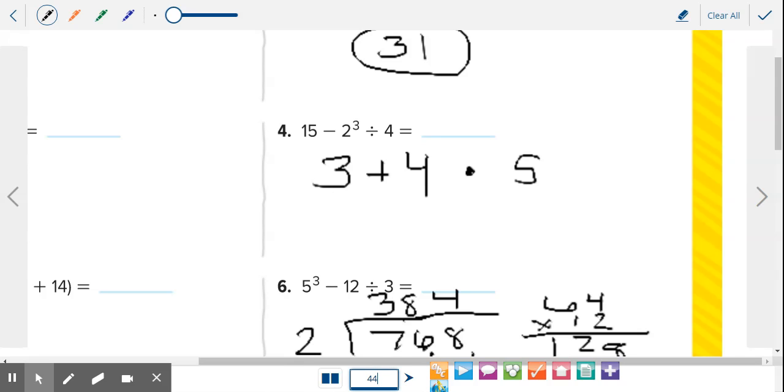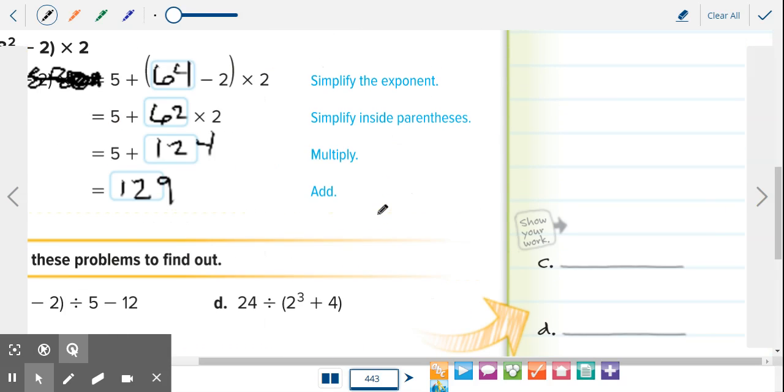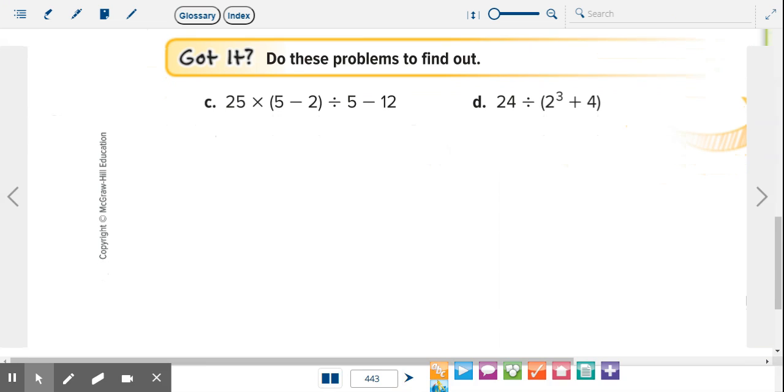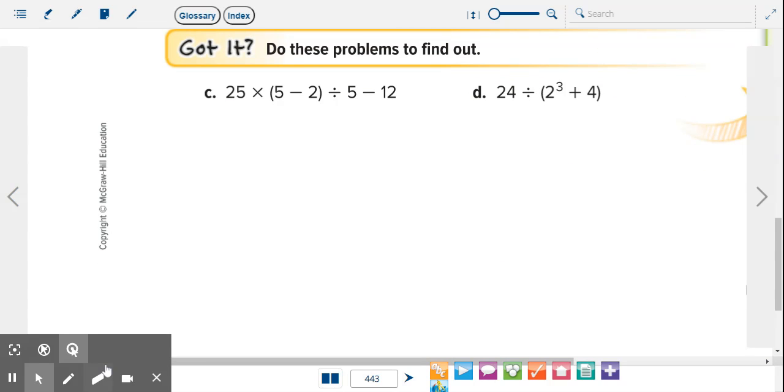So let's go back, page 443. And I want you guys to do C and D. Write them out and take your time. Follow the steps of order of operations. Okay, I'll give you a few minutes. Go ahead and get started.